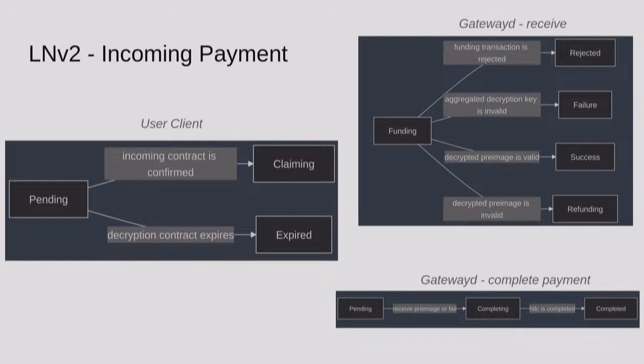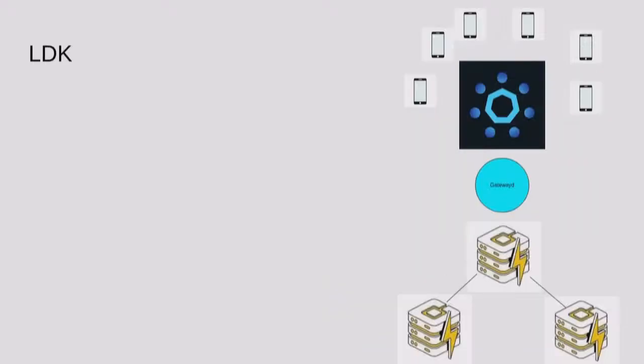Yes, so much for the state machine. I'd like to point out too that the receive and the complete state machine are separate, and in LNV1 it allows us to sort of reuse them, say for the inter-federation or incoming payment over Lightning case. Okay, so that was LNV2.